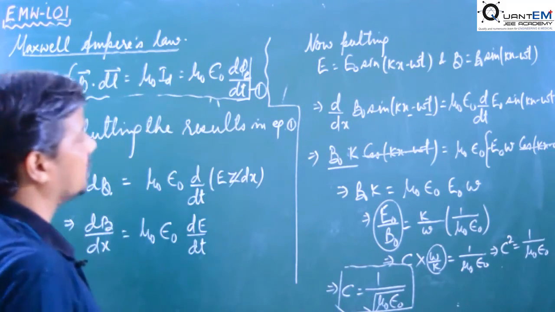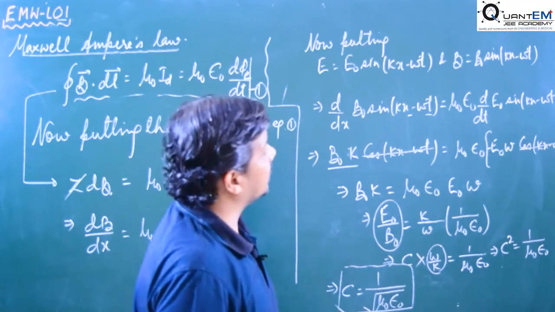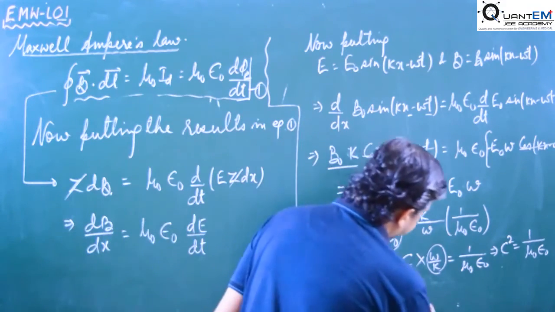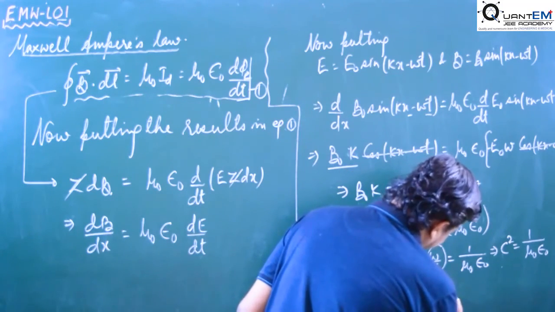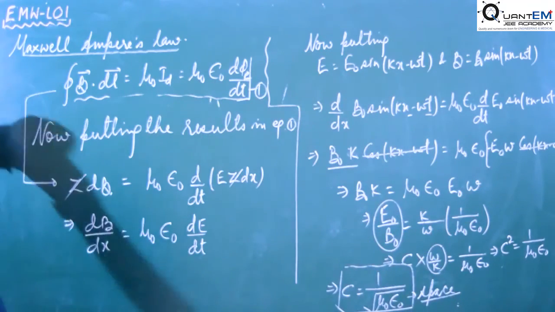One was c is equal to E naught by B naught, और यहाँ से हमने डिराइव कर लिया c is equal to 1 by under root mu naught epsilon naught. It is the speed of light in space. मीडियम में ये चेंज कर जाता है, स्पेस में सबसे ज़्यादा है.